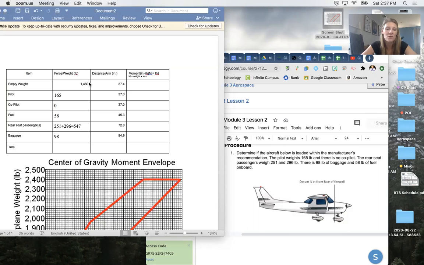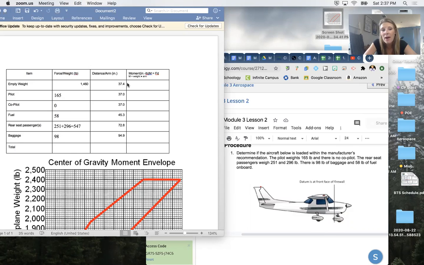You'll notice that the empty weight of the plane is populated for this problem. It is 1,460 pounds. It's the same as the one in the PowerPoint that we looked at in the last video. And the pilot, co-pilot, fuel, rear seated passengers, and baggage I populated into this sheet. That's what you'll be doing for the problem when you guys work on problem number 2. You'll populate all these things, and now I've waited to actually do the calculations.